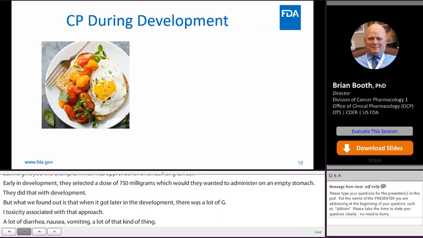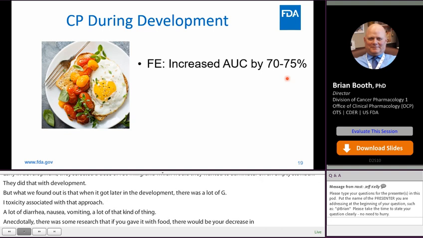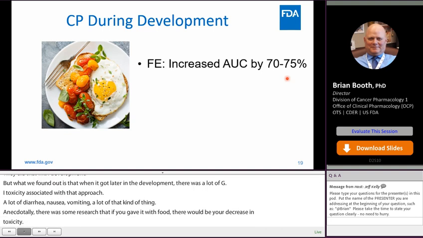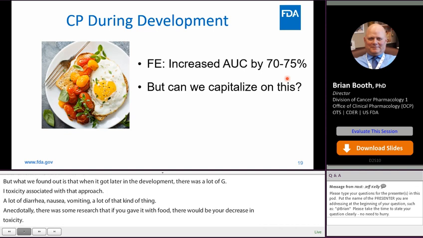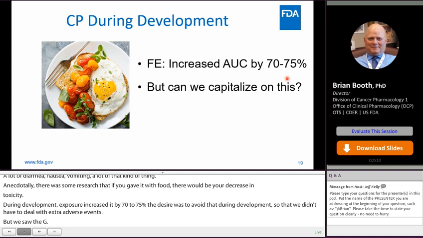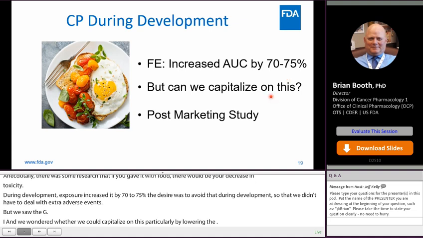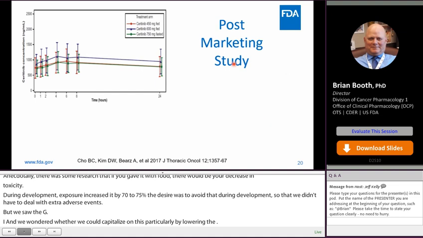Now, during development, we knew that food actually affected the exposure of Zycadia. It increased it by 75%. And so the desire was to avoid that during development so that we didn't have to deal with extra adverse events. But we saw the GI toxicity issue. And we wondered whether we could capitalize on this particular phenomenon by dosing Zycadia at a lower dose with food to achieve the same thing. And so we asked the company to do a post-marketing study on this. And that's exactly what they did.